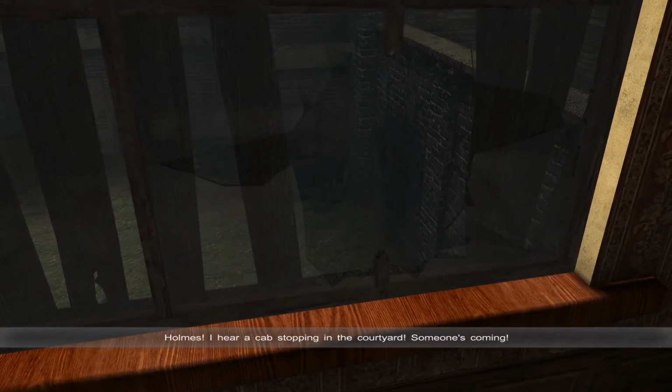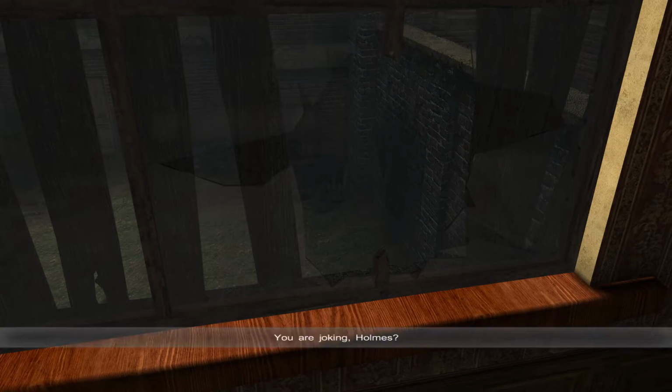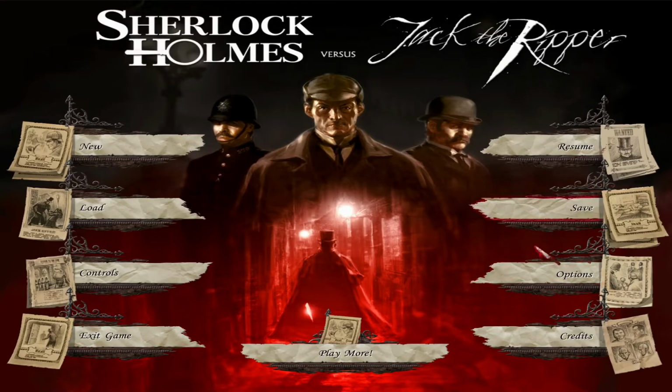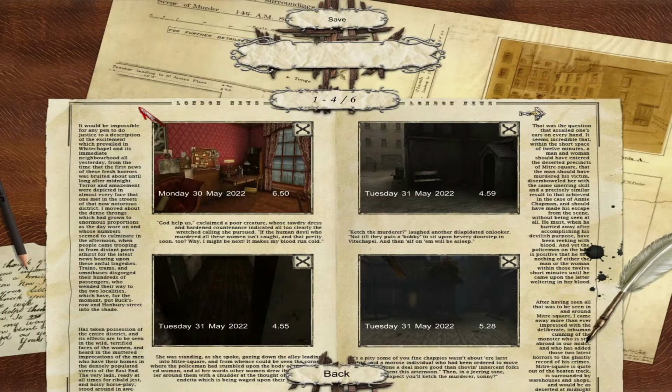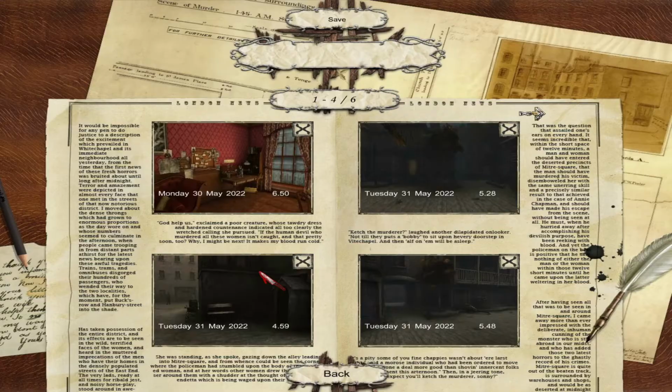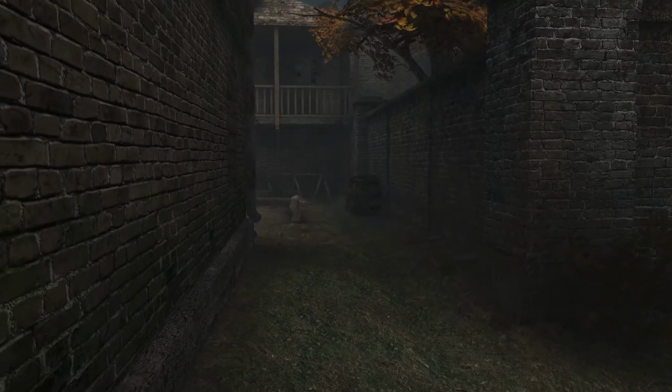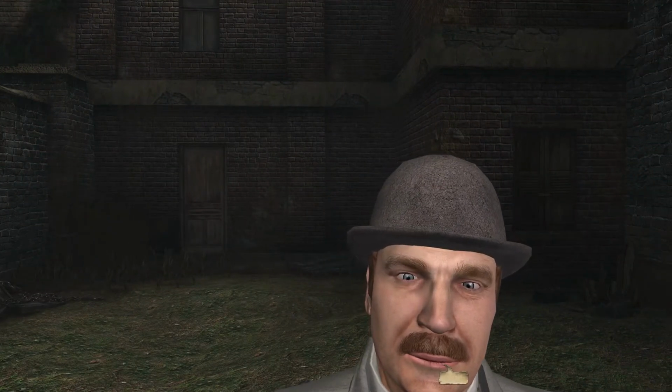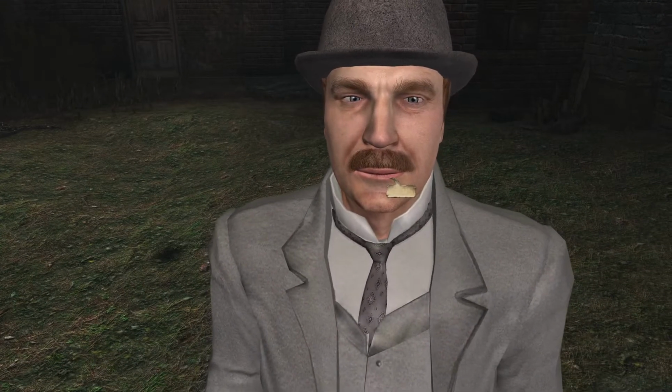Holmes, I hear a cab stopping in the courtyard. Someone's coming. It is probably the dealers, Watson. But instead of running, what if we were to meet them? If we managed to win their trust? You are joking, Holmes? No, because we have this key. I'll probably go and meet them before we end this episode.